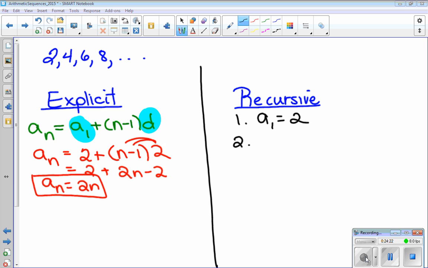All right. So then I'm going to have to go and find the formula. The formula, if you look at it, is just your previous term plus the difference. What's the common difference? What's d? 2. So I'm just going to say that it's the previous term plus 2.